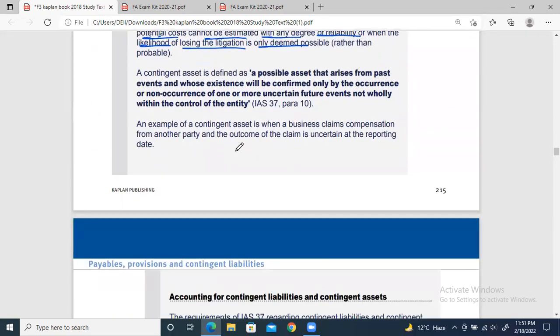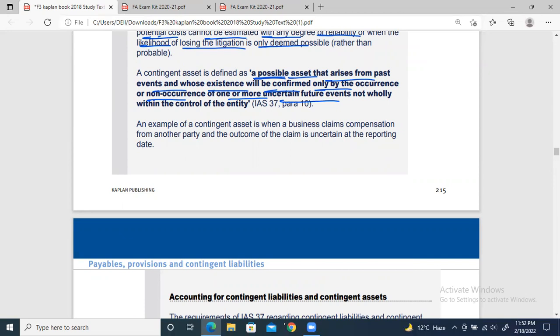Now let's discuss the contingent asset as well. This is again the only difference, the word which is used over here: possible. It can arise due to some events, and due to some events it might not happen. A contingent asset is defined as a possible asset that arises from past events whose existence will be confirmed only by the occurrence or non-occurrence of one or more uncertain future events. So both have very similar definitions, contingent asset as well as liability.